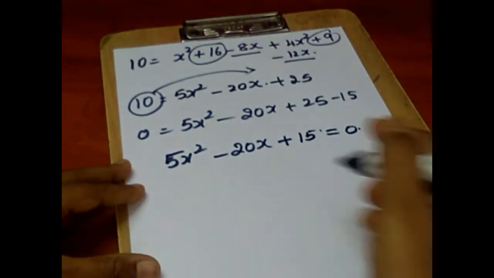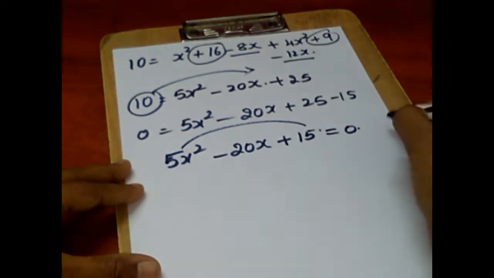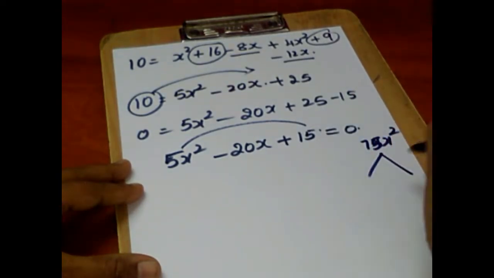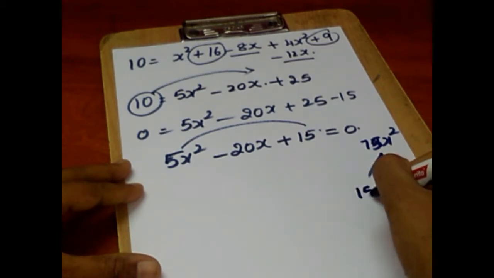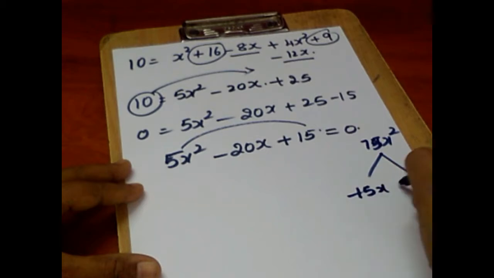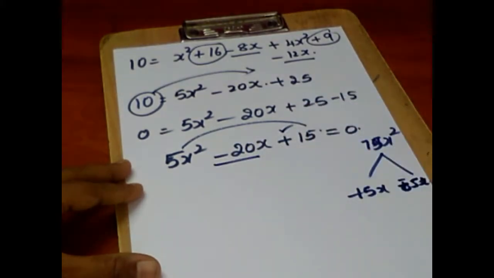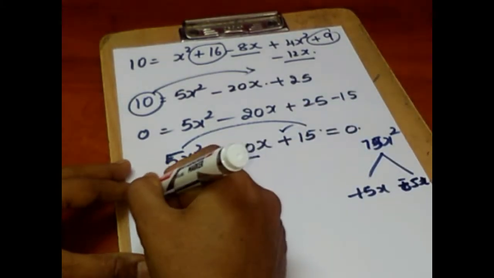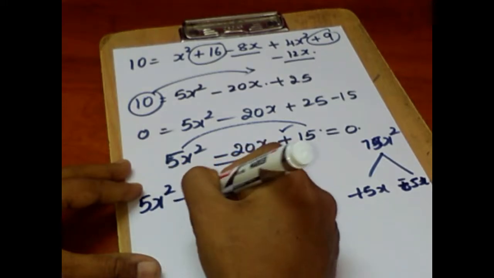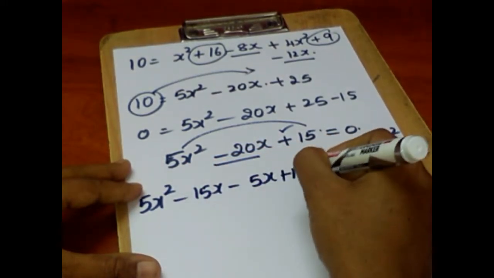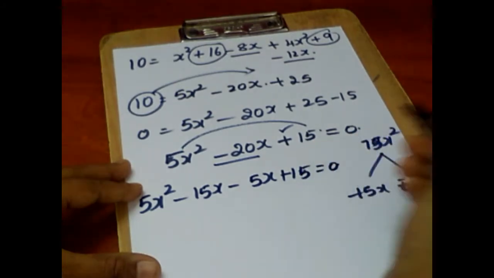Now we have to do the factorization. 15 times 5 is 75, so 75x square. How to calculate, children? Very simple factors. Same thing, 15 and 5 are the only ones I can take. Minus 15x and then minus 5x, because I need minus 20. As there is a plus sign, we need to add. So 5x square minus 15x minus 5x plus 15 is equal to 0.